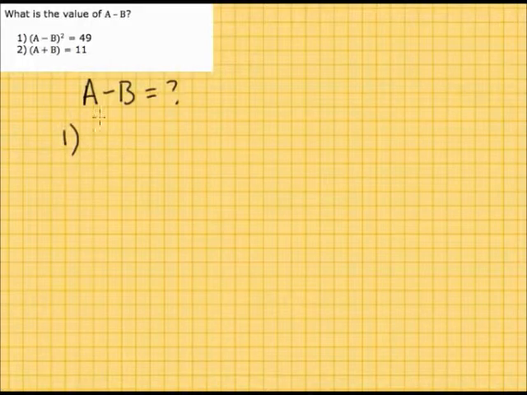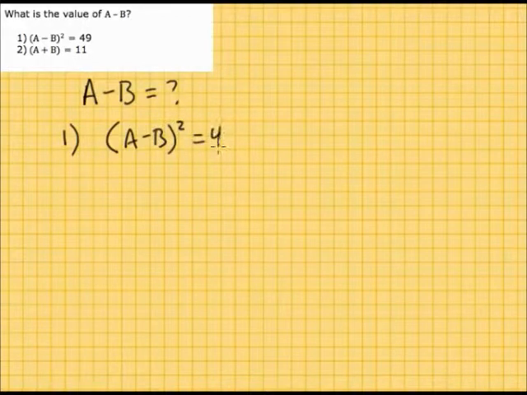Let's talk about fact 1. It says (A minus B) squared is 49. Now, when you look at the original prompt, what you can say to yourself is, I need A and I need B, or I need what A minus B is as a group. And a lot of people see this and they say, oh, there's A minus B. The answer has to be 7. Could it be anything else?